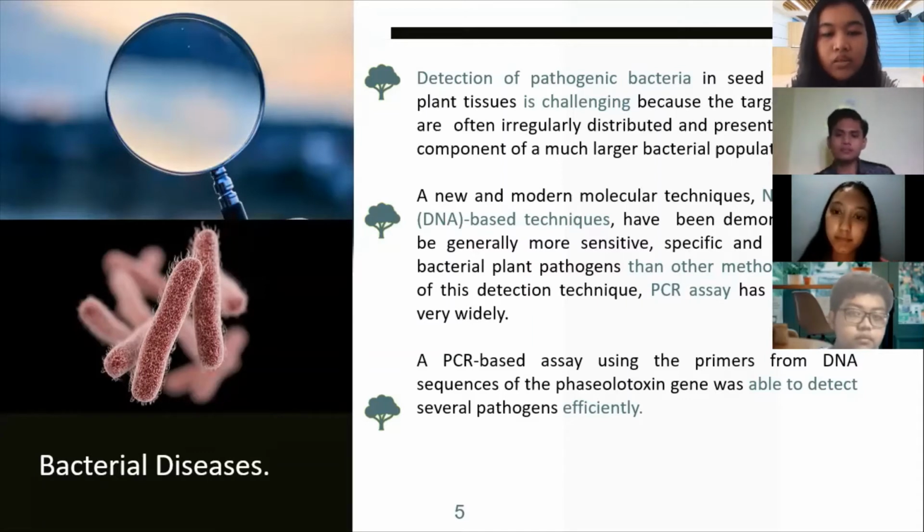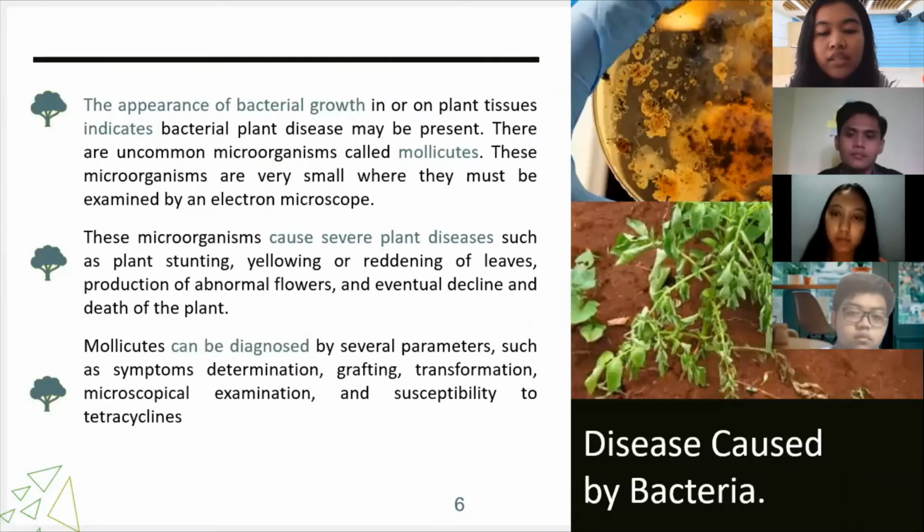molecular techniques. Nucleic acid-based techniques have been demonstrated to be generally more sensitive, specific, and reliable for bacterial plant pathogens than other methods. Among these detection techniques, the PCR assay has been used very widely. A PCR-based assay using primers from DNA sequences of the holotoxin gene was able to detect several pathogens efficiently.